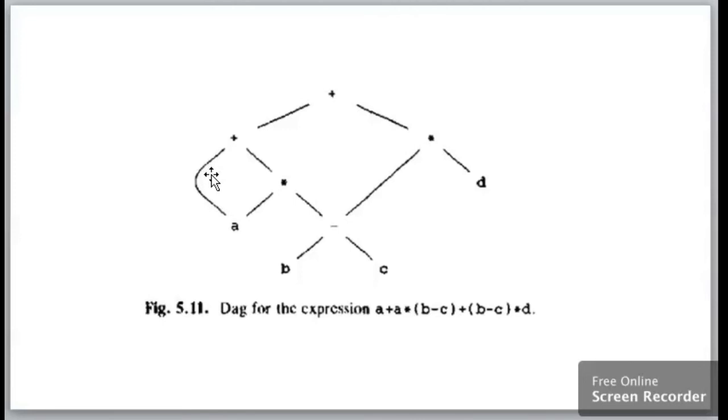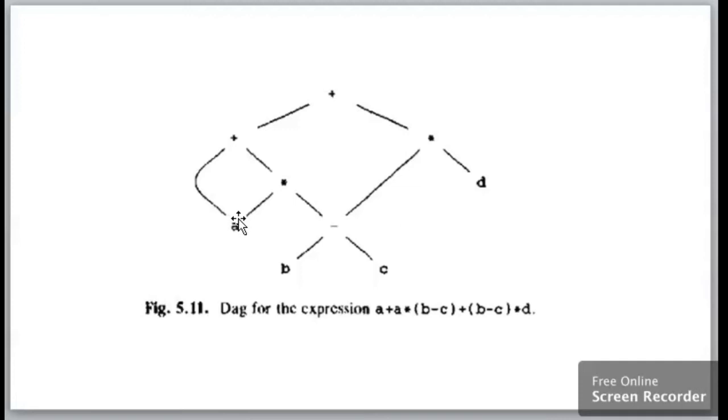This is a DAG representation. Now, if I were to construct a syntax tree for the same expression, how would it look? It would have plus, here it would have a, here also it would have a, so there would be two representations of the a, then multiplied, here it would have b minus c, and this side also b minus c. So we would have got two b minus c and two a.